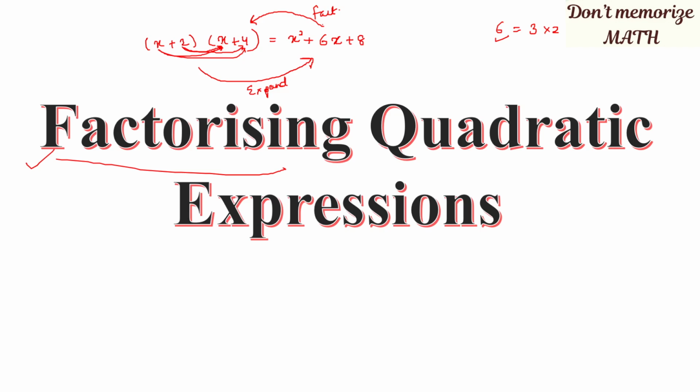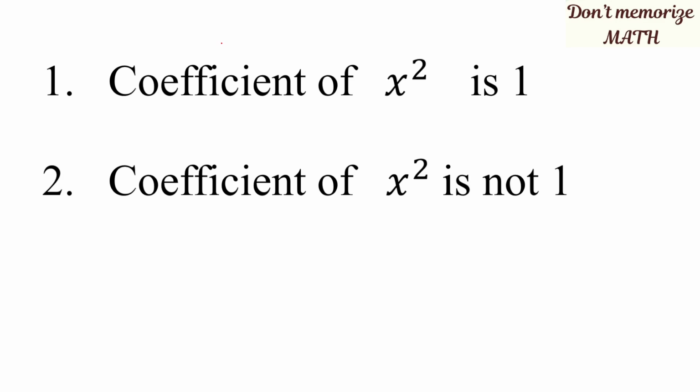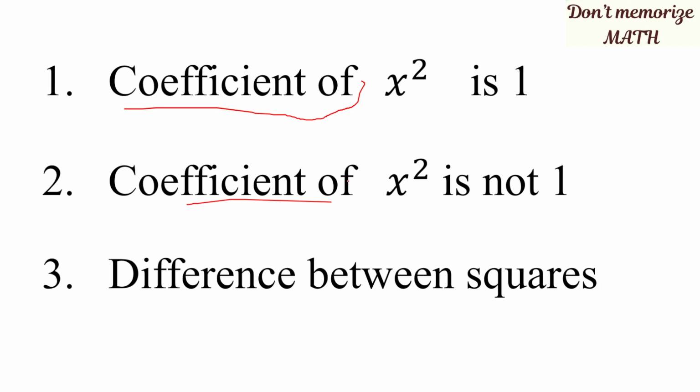Now we will discuss what types of factorization of quadratic expressions we have. See here, the first type is coefficient of x square is 1. The second type is coefficient of x square is not 1. What do you mean by coefficient? Coefficient means the number with x square. The third type is difference between squares. All these three we will discuss in this video, and after this video you can solve almost all types of quadratic expressions. You can factorize them.